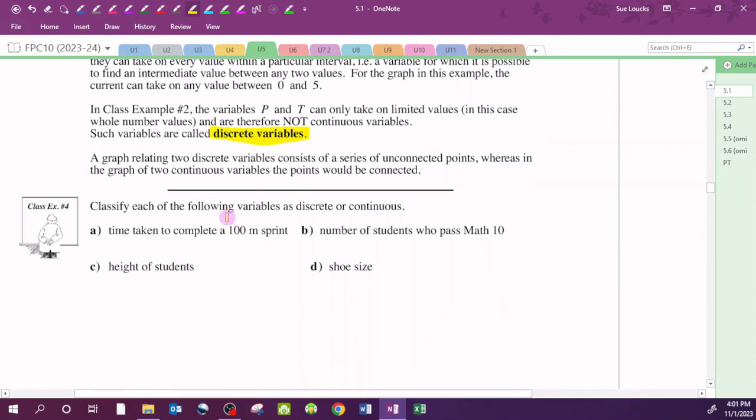Here are some examples. The time taken to complete a 100-meter sprint is continuous, because time is always continuous. The height of students is also continuous, because they're not 5'6" one day and then a minute later they're 5'7". That doesn't happen, you're just growing a little bit all the time. The number of students who pass Math 10 is discrete, because you're not going to have 17.312 students pass the course. The same thing with shoe size, that's discrete. Basically, these are countable things. If you can count them, it's discrete.